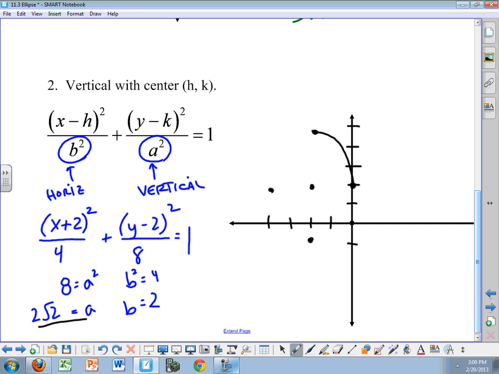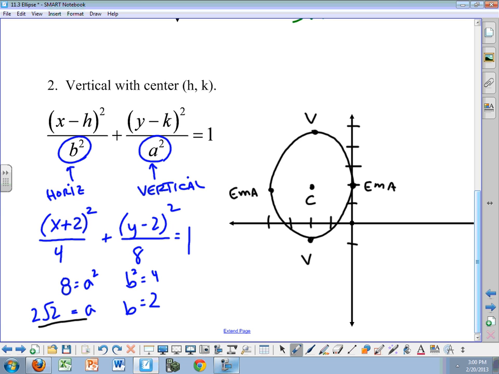I'll just draw this picture in here, and we end up with, mine looks a little bit like an egg, but that's okay. Here's my center. Here are my vertices up and down. Here are my endpoints of the minor axis.